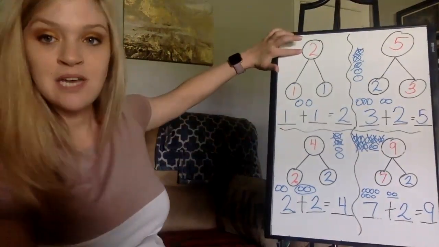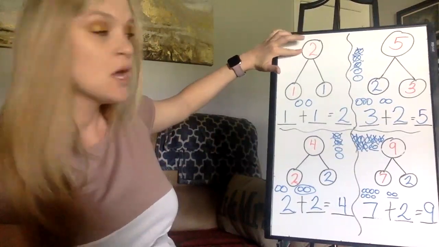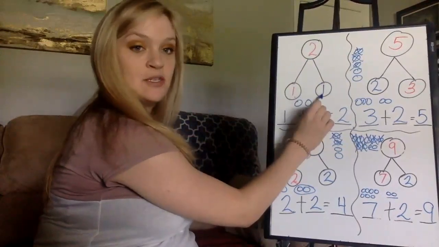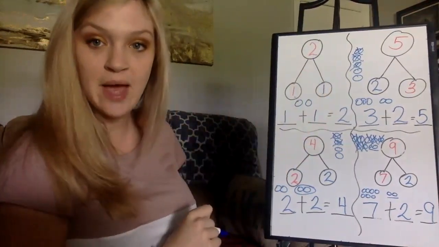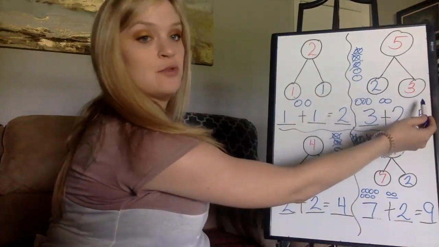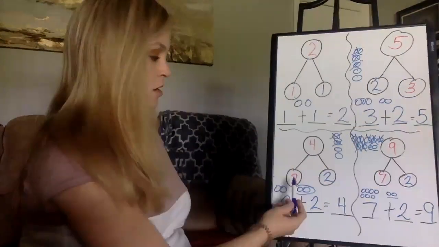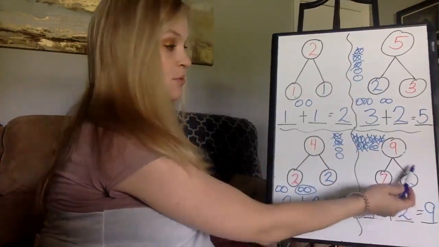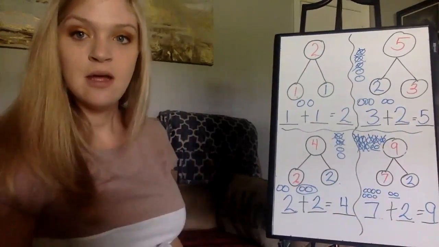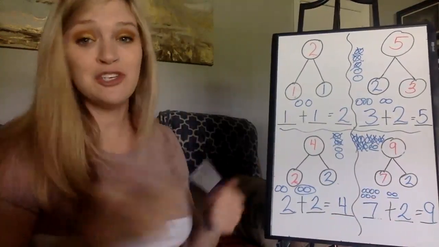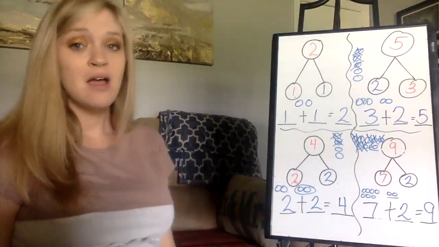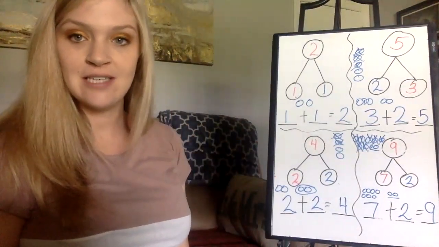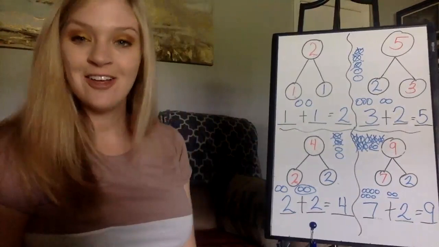Your number at the top tells you what your sum is, and then you're breaking it apart. So when I look at this, I know that 1 plus 1 equals 2, 2 plus 3 equals 5, 2 plus 2 equals 4, and 7 plus 2 equals 9. That is how number bonds work. It's just like addition, and you can use either one of these strategies to help you out with your Seesaw activity. Good luck, can't wait to see it.